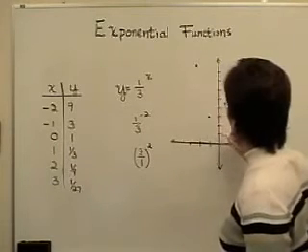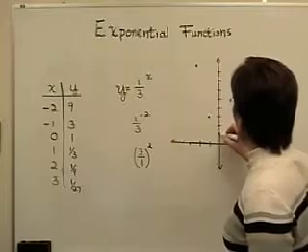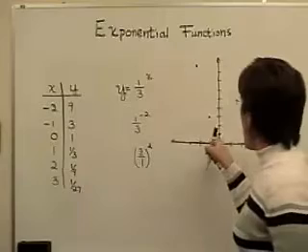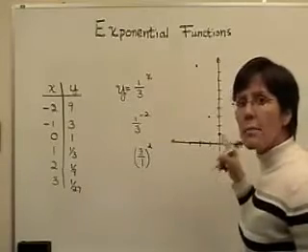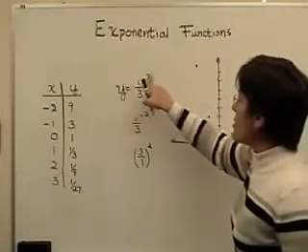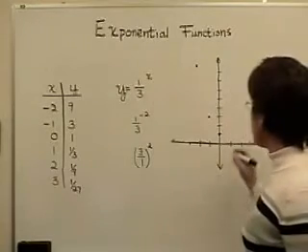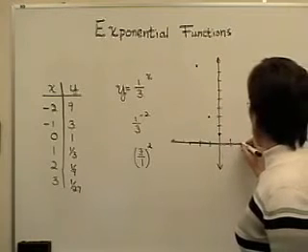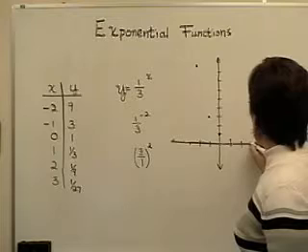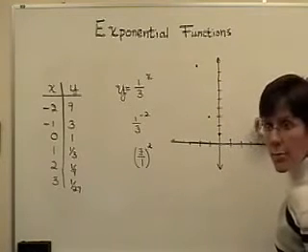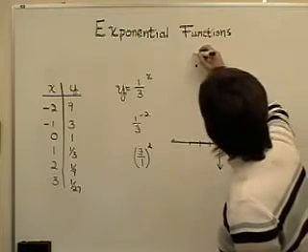Is my next value. X is 0, y is 1. When I have no constant added or subtracted to this expression, I am always going to cross the y-axis, the y-intercept at 0, 1, because that's when x is 0. This expression raised to the 0 power is always equal to 1. When x is 1, y is 1/3. When x is 2, y is a 9th. When x is 3, y is 1/27th, and all it does there is just approach and approach and approach the x-axis, but it never gets there.